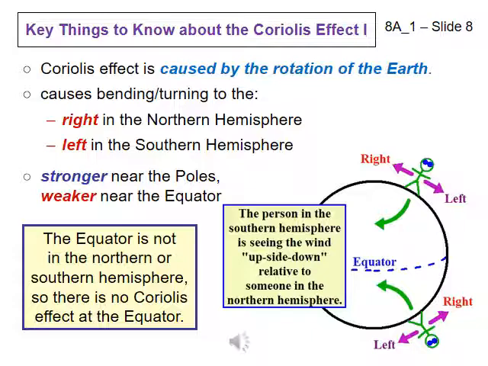Specifically, objects bend off course to the right of the direction in which they are moving in the northern hemisphere. Objects bend off course to the left of the direction in which they are moving in the southern hemisphere. The Coriolis effect is stronger near the poles, and weaker near the equator.